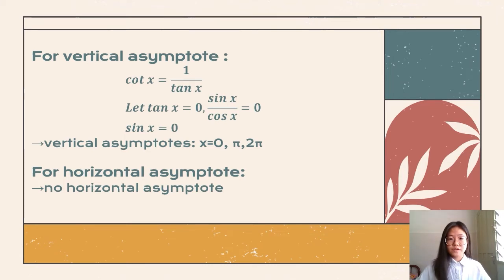Next, there is no horizontal asymptote in this question because cotangent x is periodic and does not approach any single value as x goes to infinity or negative infinity.